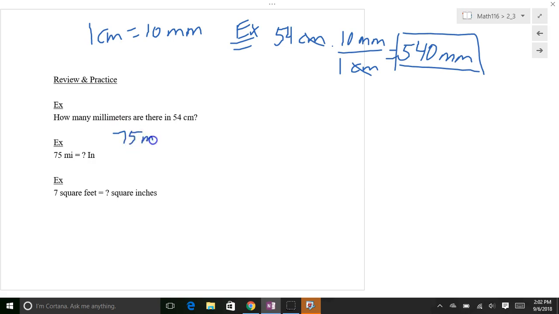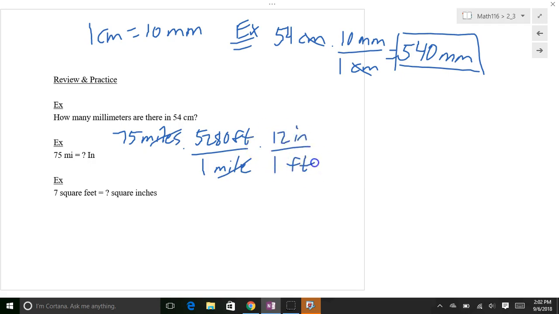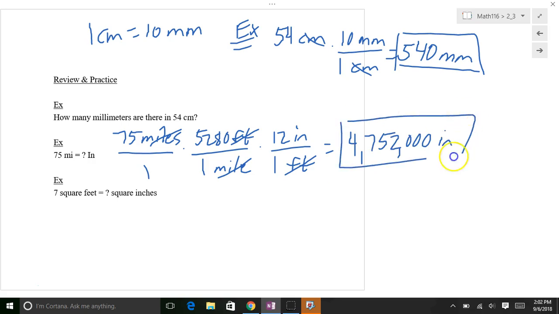Okay, we go from miles to inches. We've got 75 miles. I'm going to go to feet first, so we know that there's 5,280 feet for every mile. Miles are gone. Now we're in feet. And now, since there's 12 inches for every foot, we've got our feet gone. So we multiply all those numerators and divide by the denominator, which is 1. And it looks like this is 4,752,000 inches when you plug that in. So that's how much 75 miles is in inches.